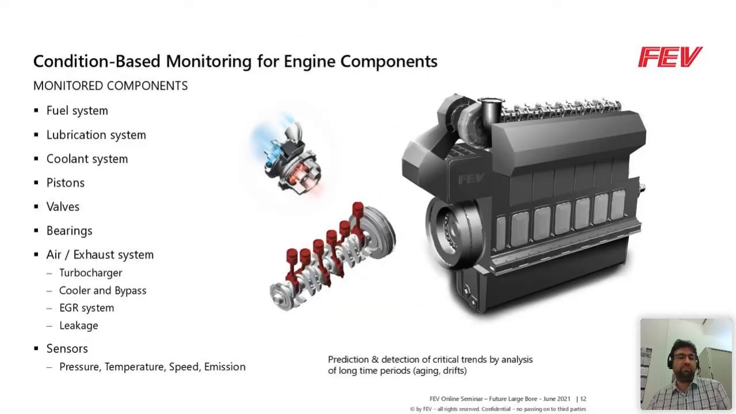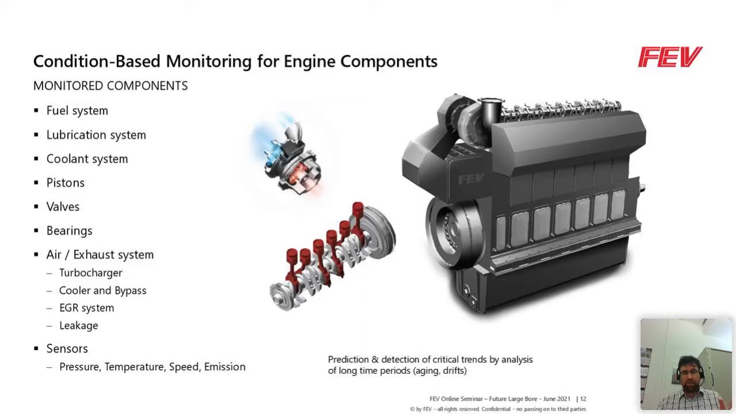This monitoring system can be applied to different components of the whole powertrain. So for example, we have listed here the fuel system, lubrication, coolant, but also inside the engine itself, we have the pistons, the valves, bearings, and then of course the whole air path system, which can also be used to create a reference system by a model, to which we can then afterwards compare our measured signals to see if we have some misbehaving in one of the components.